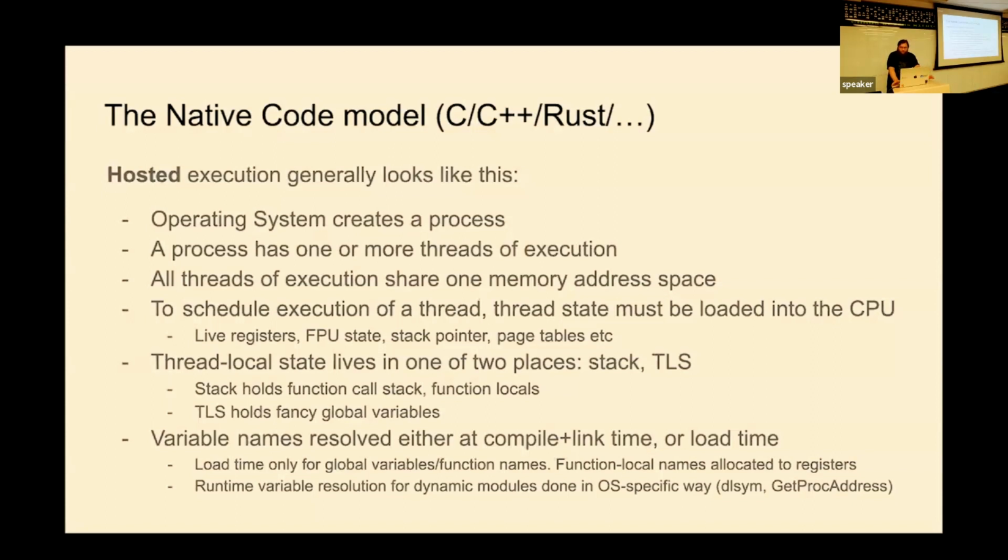The last piece here that's kind of relevant is that all of your variable names are going to be resolved at compile and link time or at load time, right? If you want to reference some variable, then the compiler has to do something with that variable to store it in the program. And you can only do this at load time for global variables and function names. Like when you launch a program and it needs to find libc, there's going to be a program, the loader, that goes and finds you the definition of printf and whatever else. And the interesting thing here is that all these function local names are going to be allocated to registers.